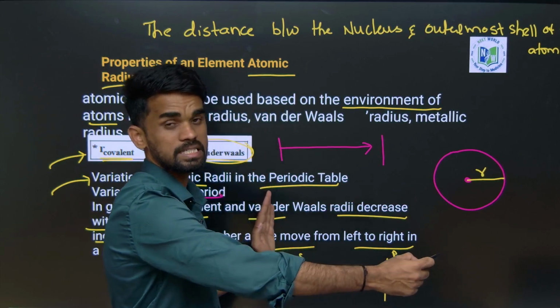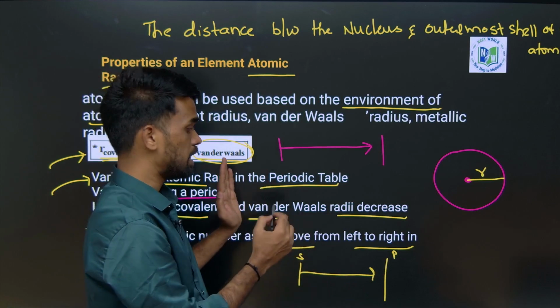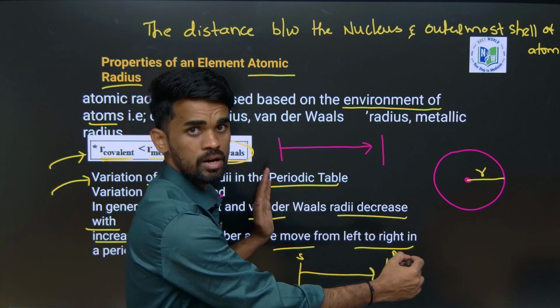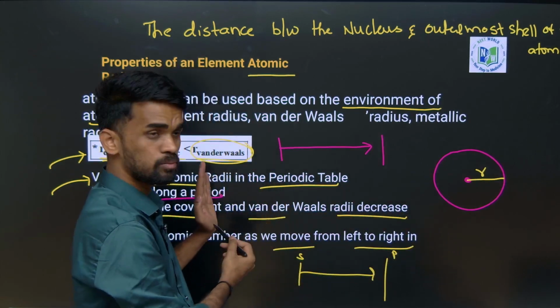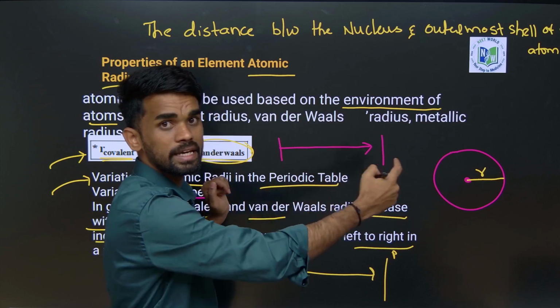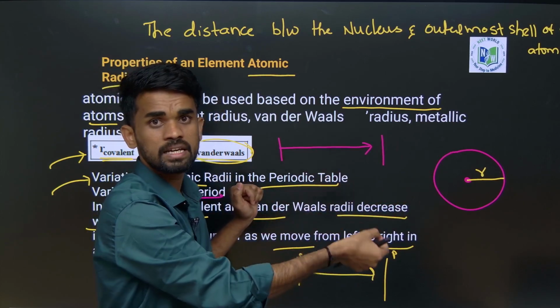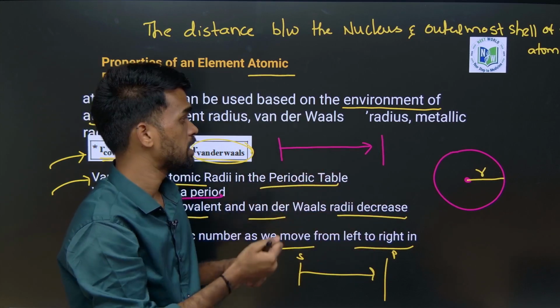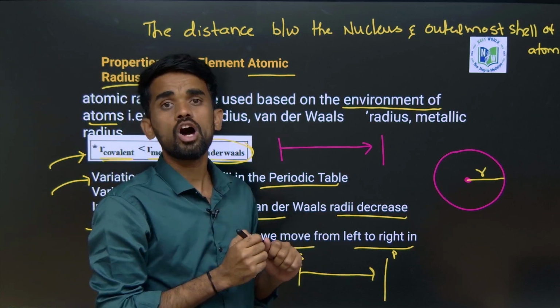Let us take second period elements. What do we have? Lithium, beryllium, boron, carbon, nitrogen, like that. If we move from lithium to neon, what happens? Atomic number increases and its size decreases. So atomic radius decreases. Why is it decreasing? Because the electron enters into the same orbital.